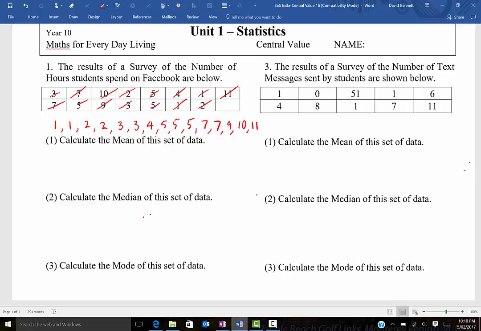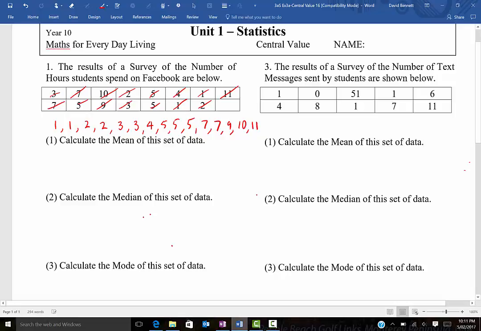So 1, 2, so 2 plus 2 is 4, plus 2 is 6, plus 3 is 9, plus 3 is 12, plus 4 is 16, plus another 10 is 26, 31, add 7 is 38, 45, add another 7, 45 plus 9 is 54, plus 10 is 64, plus 11 is 75.